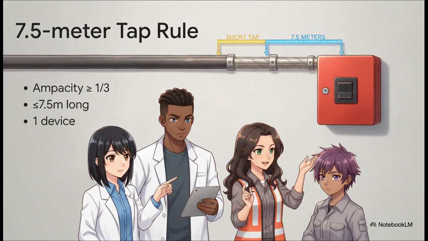Now, compare that strictly to the 7.5-meter tap rule in Subrule 1c. Pay attention, because this is a massive Red Seal exam trap. For a tap up to 7.5 meters, the ampacity of your smaller conductor must be at least 1/3 of the larger conductor feeding it. It also has to be protected from mechanical damage, obviously can't exceed 7.5 meters in length, and, here's the kicker, it must terminate in a single overcurrent device. You really need to know the exact differences between this and the 3-meter rule.